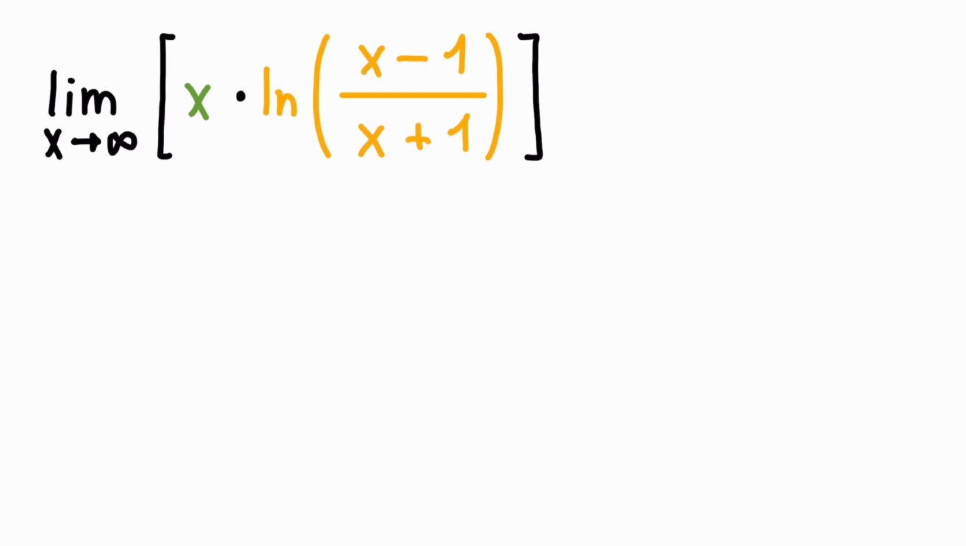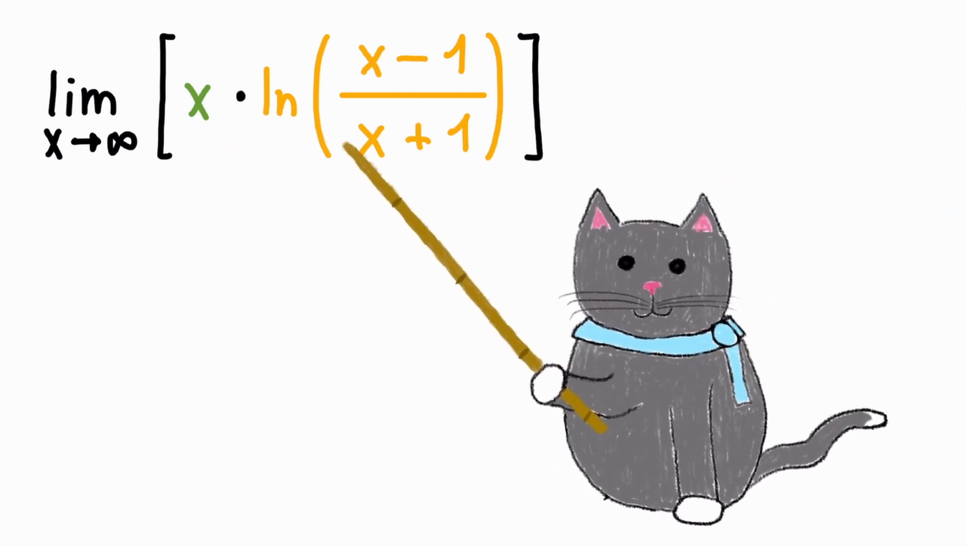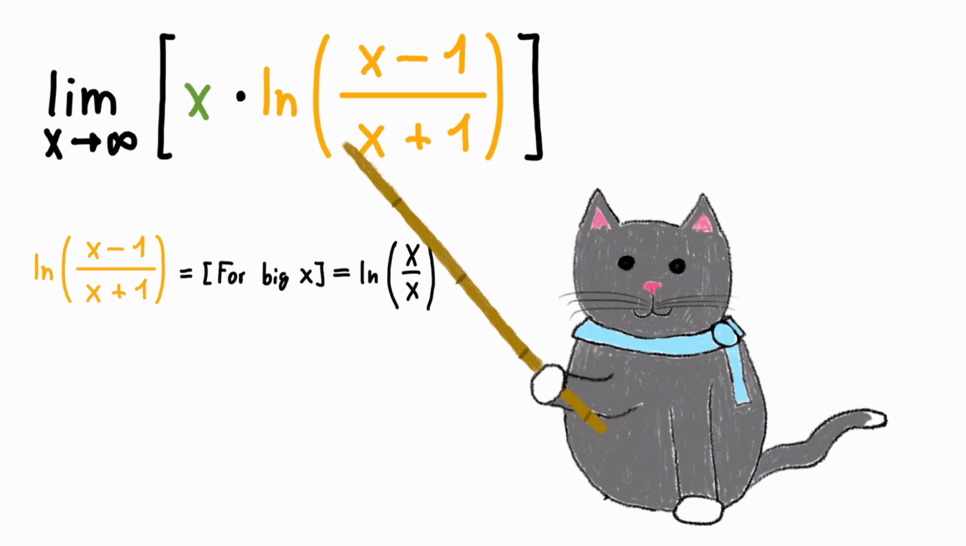As a first approach, we investigate the individual terms: x, marked in green, and ln of (x minus 1) divided by (x plus 1), marked in orange. Simply enough, the first term x approaches infinity as x approaches infinity. For big x, the fraction (x minus 1) divided by (x plus 1) from the orange term becomes indistinguishable from the fraction x divided by x. Hence, the value of ln of (x minus 1) divided by (x plus 1) is equal to the value of ln of x divided by x, if x approaches infinity. Since we know that the limit of x divided by x is 1, the limit of the orange term is equal to ln of 1, which is equal to 0.